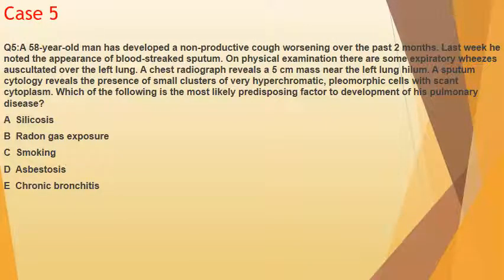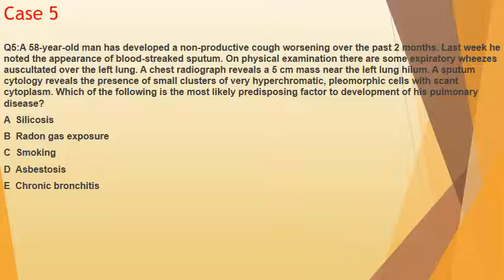A 58-year-old man developed a non-productive cough, worsening over the past 2 months. Last week he noted the appearance of blood-tinged sputum. So here we are going to be more concerned about the symptoms: expiratory wheezing. Chest X-ray: we are coming to the chest X-ray. It reveals a 5 centimeter mass near the left lung hilum.